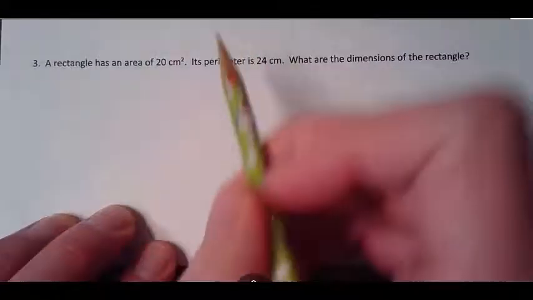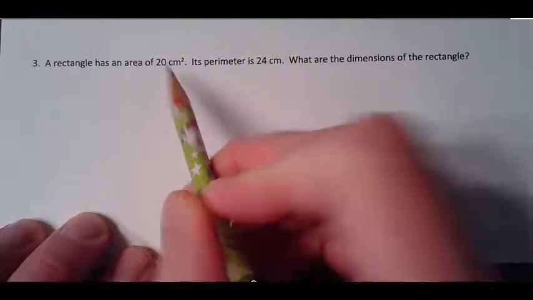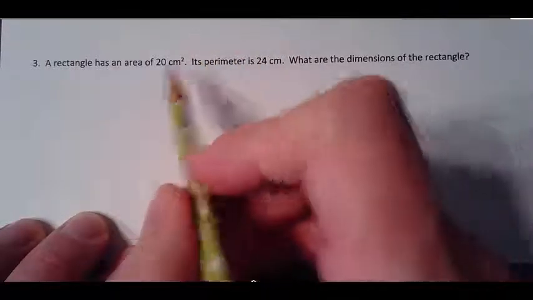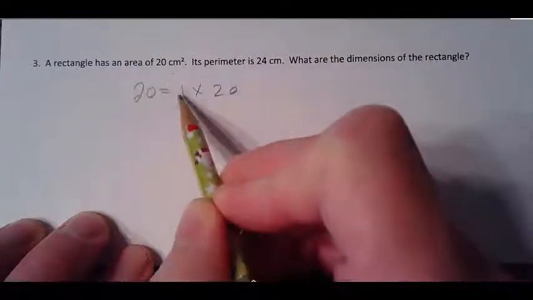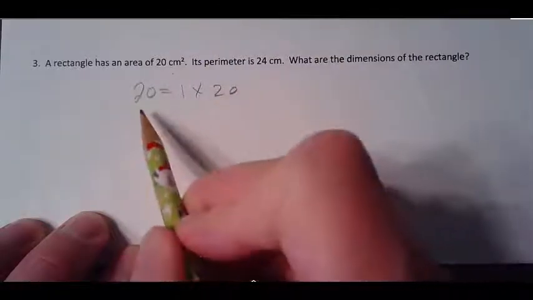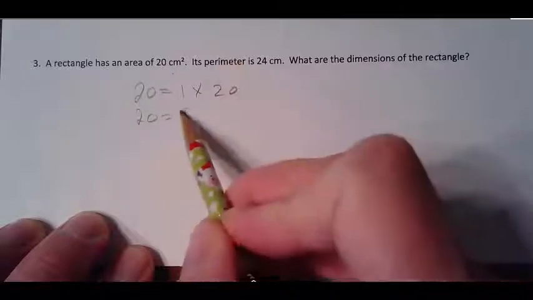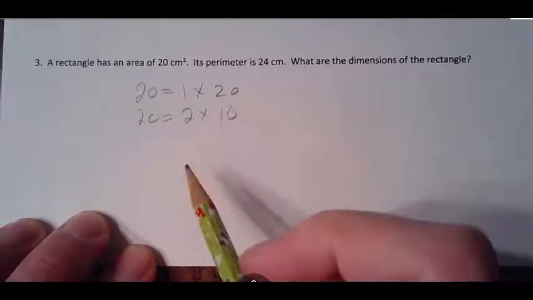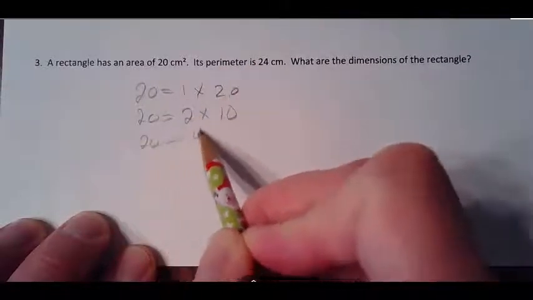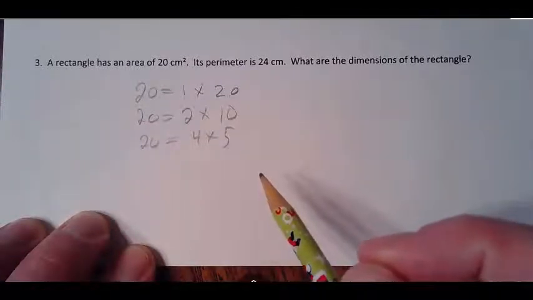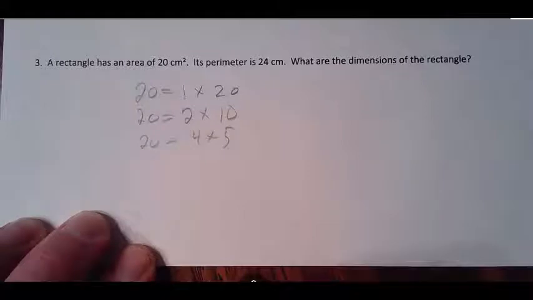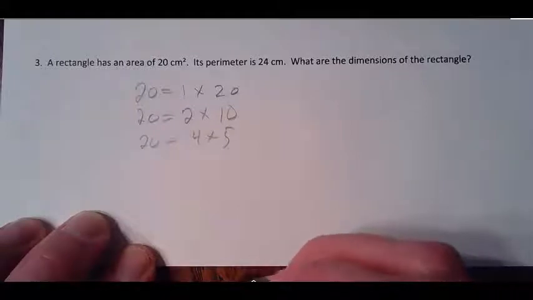Number 3, we have an area with a rectangle of 20 square centimeters. Well, what numbers multiply to 20? You can do a base of 1 and a height of 20, that would get the job done. You could do a base of 2 and a height of 10, that would get the job done. You could do 4 times 5, and I think that's all the whole number possibilities. I'd only give you whole numbers on this to keep it pretty straightforward.